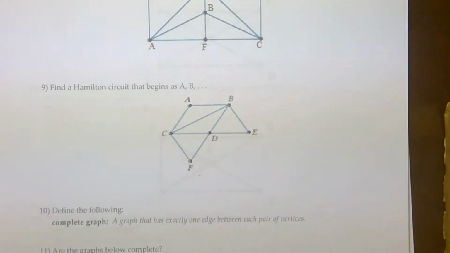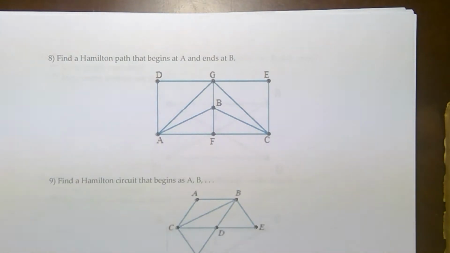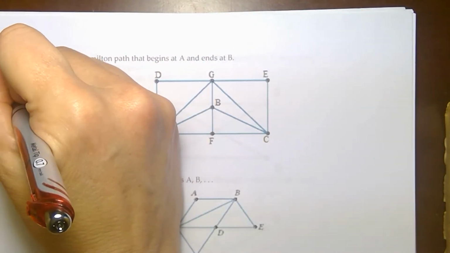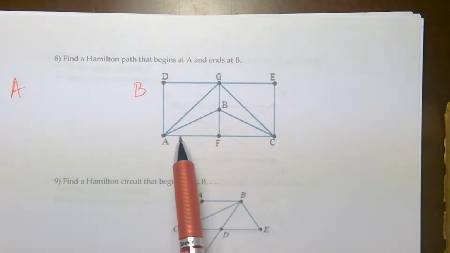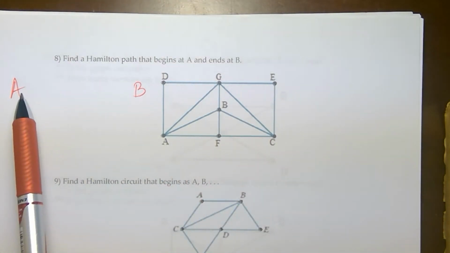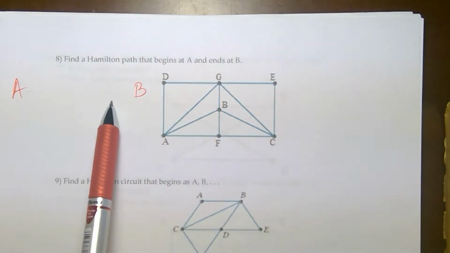Okay, let's look at the next page. It says to find a Hamilton path that begins with A and ends with B. I want you to pause your video and see if you can do that. You're going to start with A, you're going to end with B. I've got a total of 1, 2, 3, 4, 5, 6, 7 vertices. So I already have 2 listed. The other 5 need to be in here in a certain order.